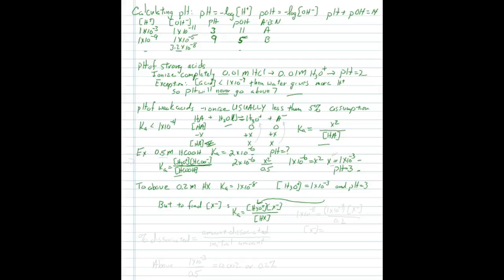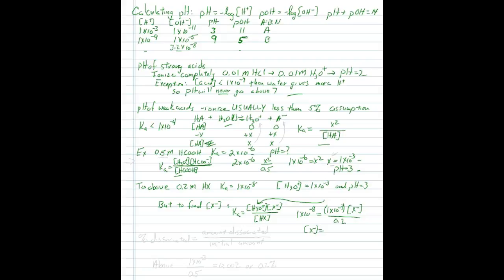When you do that, you have to go ahead and figure out with only one X, unknown. So it's 1 times 10 to the negative 8 equals 1 times 10 to the negative 3 times the concentration of the anion divided by 0.2. Cross multiply, solve for concentration X squared, and you get that. I don't have that for you.